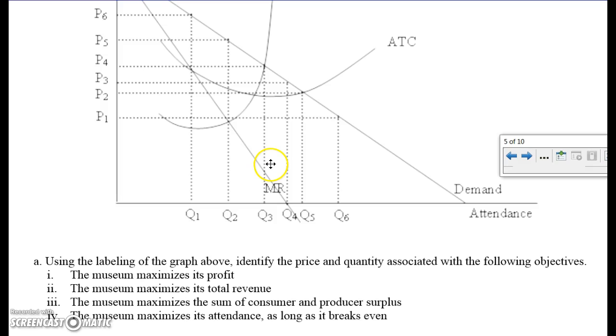Okay, profit maximizing for the monopolist, if the museum is a monopolist, would be, of course, where MR equals MC. So they would produce Q2 levels of tickets sold, and they would charge P5. They would maximize total revenue at the point of unit elasticity, or the point where marginal revenue is 0. So that would be at a price of P3, output Q4.